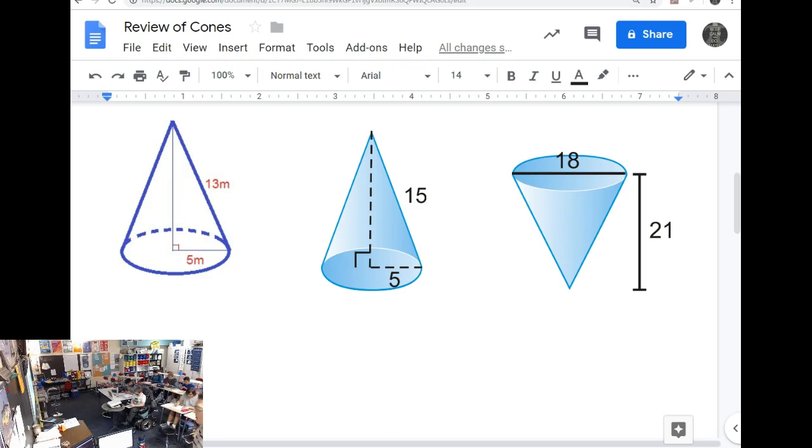Now, be comfortable. Please be comfortable finding these values both in terms of pi and then decimal. So if we find it in terms of pi, then also do the multiplication to find the decimal. For the first one, I got 282.7.